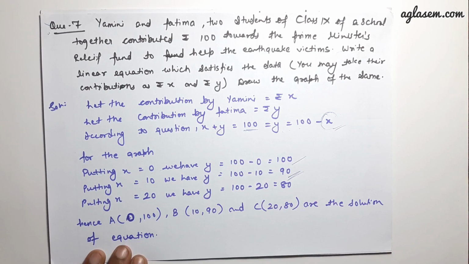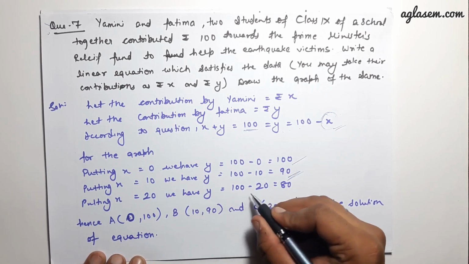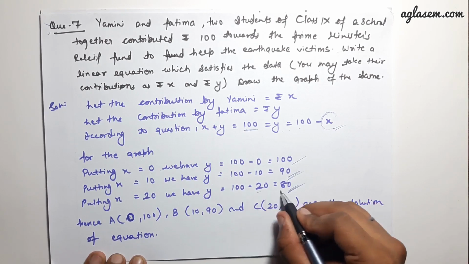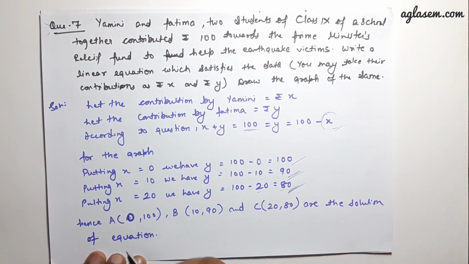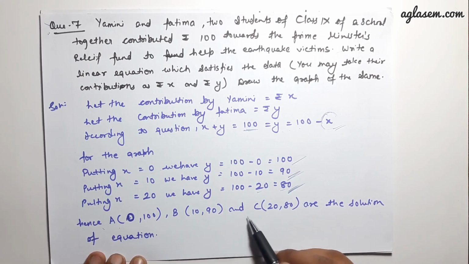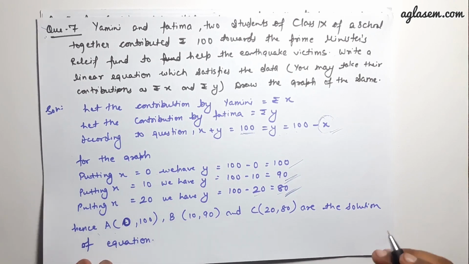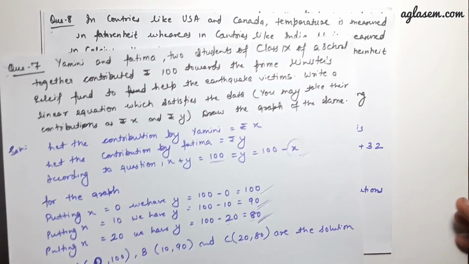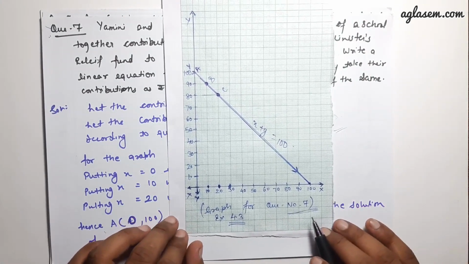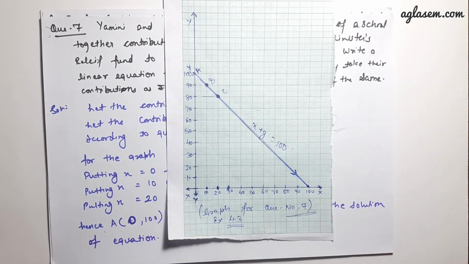Putting X equal to 20, we have Y equal to 100 minus 20, which is 80. So we get (20, 80). Hence A equal to (0, 100), B equal to (10, 90) and C equal to (20, 80) are the solutions of the equation. So this is the graph for question number 7. You can watch this graph on your screens. You can screenshot this also for your writing purpose.